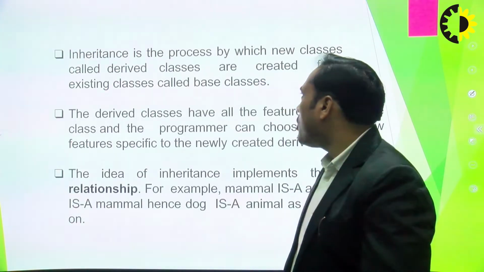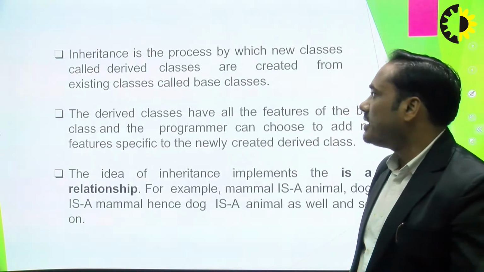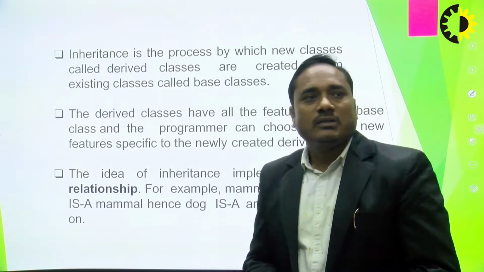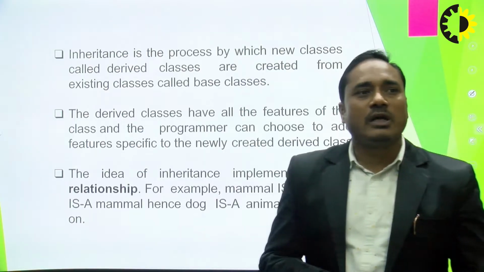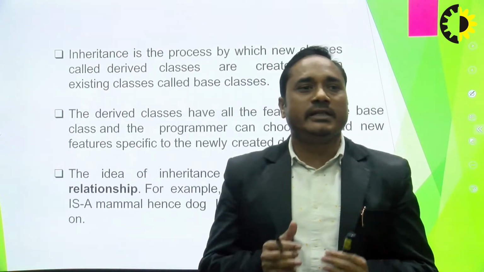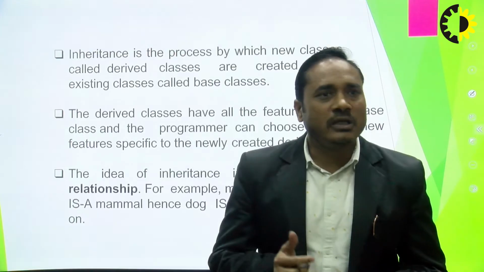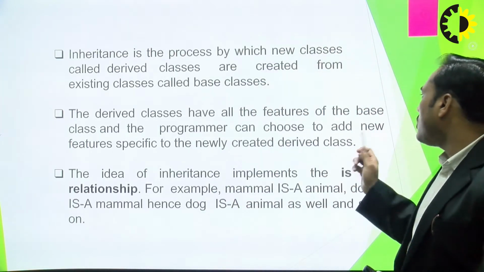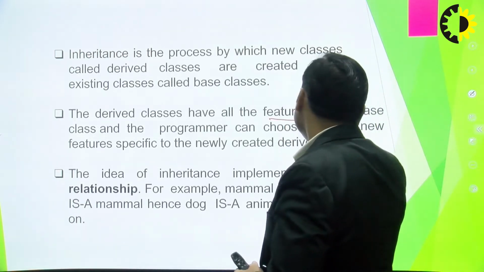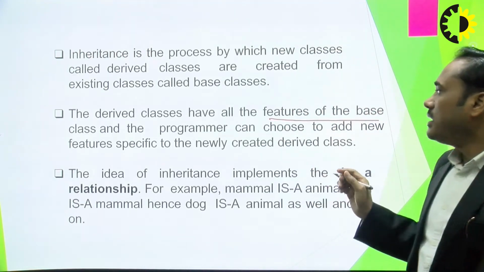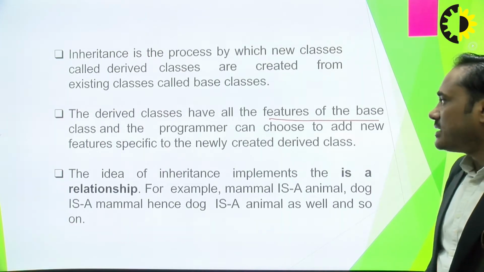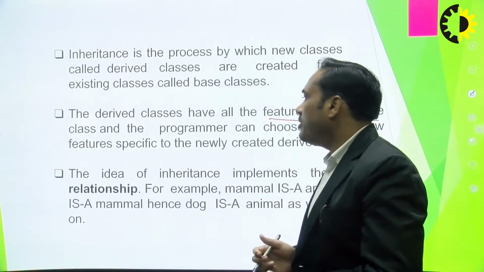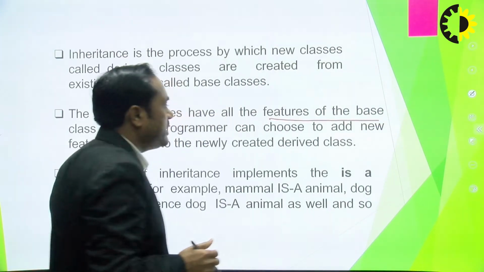Inheritance is the process by which new classes, called derived classes, are created from existing classes. If you are going to create a new class, we are going to inherit the properties of the base class into the derived class. The derived class has all the features of the base class, and the programmer can choose to add new features specific to the newly created derived class.